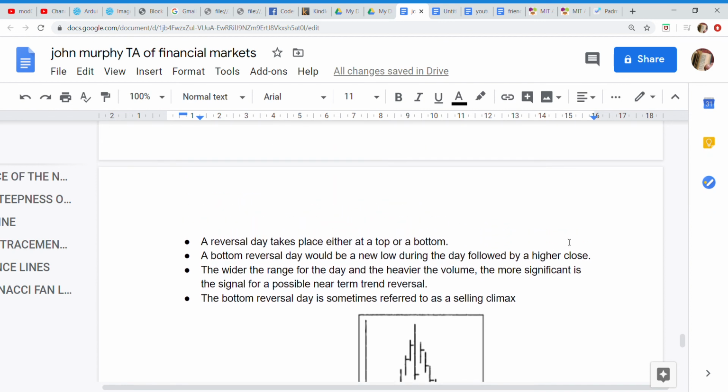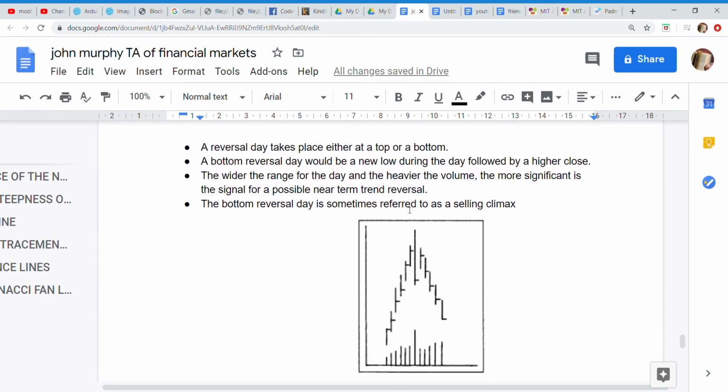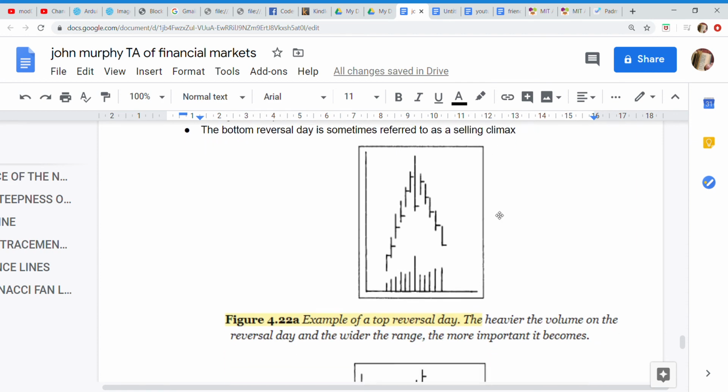Reversal days. A reversal day takes place either at the top or the bottom. A bottom reversal day would be a new low during the day followed by a higher close. The wider the range for the day and the heavier the volume, the more significant the signal is for a possible near term trend reversal. A bottom reversal day is sometimes referred to as the selling climax.